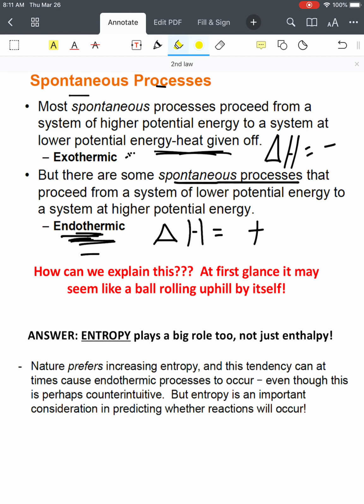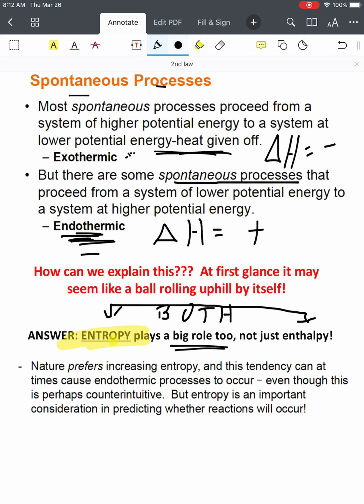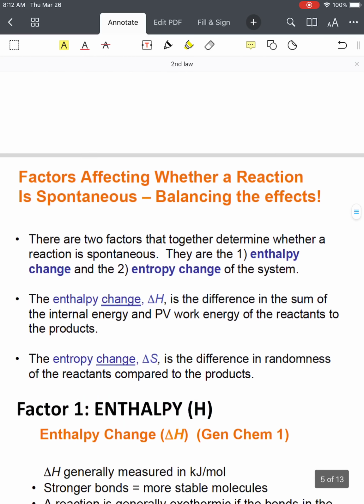It turns out that entropy, what we learned about last lecture, is the reason why this occurs. Entropy also is going to play a big role in making a process spontaneous or non-spontaneous. So it turns out that both enthalpy and entropy play crucial roles. Both of these changes in a given chemical reaction are important, and we're going to have to talk about both of them here, okay? When we're talking about spontaneous processes. So let's dive in a little bit deeper then.